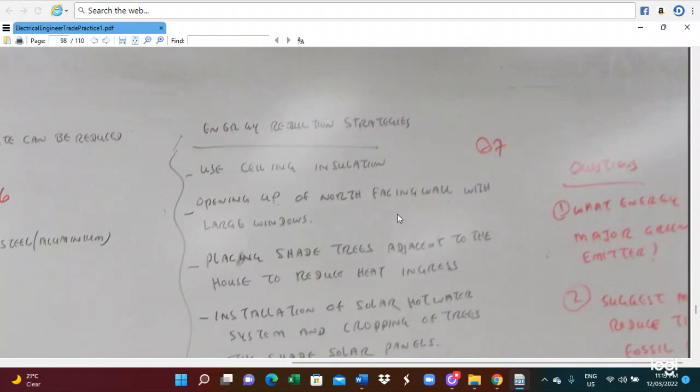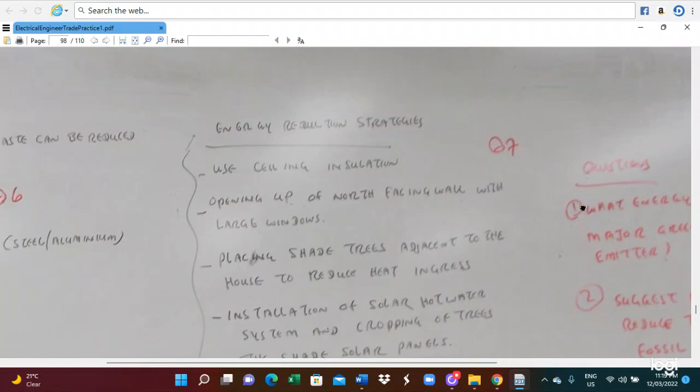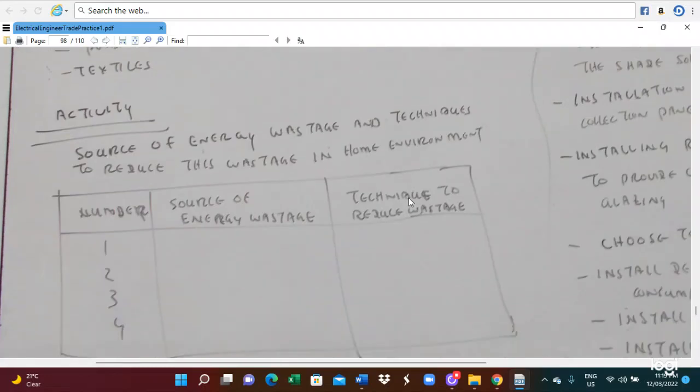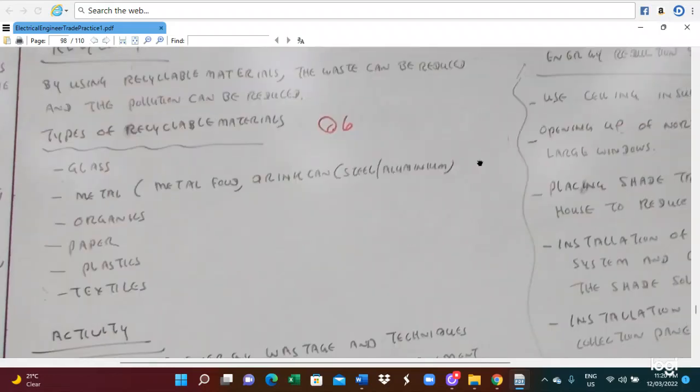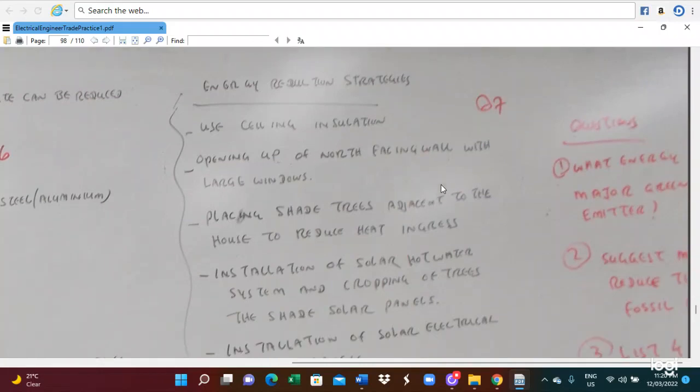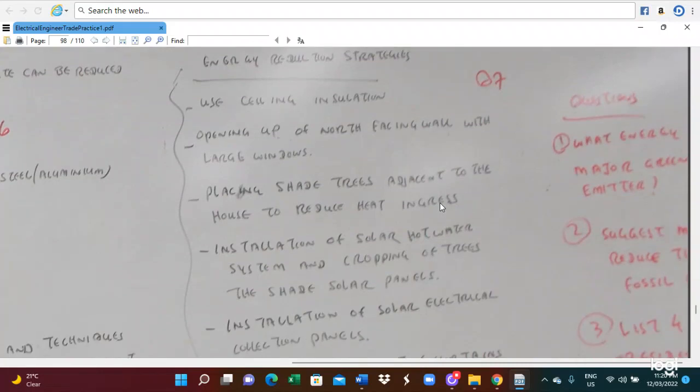We also utilize appropriate recycling. So we have to apply those strategies to reduce greenhouse gas emissions. So use a ceiling insulation system, because most of the heat comes through the ceiling.